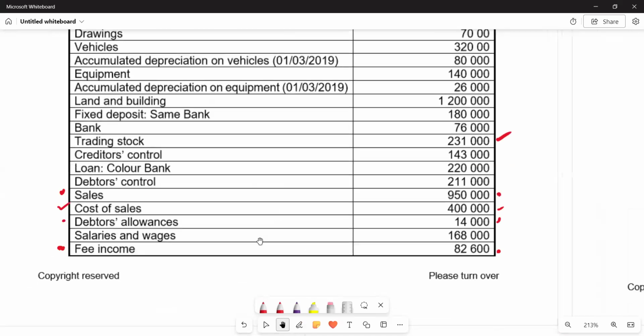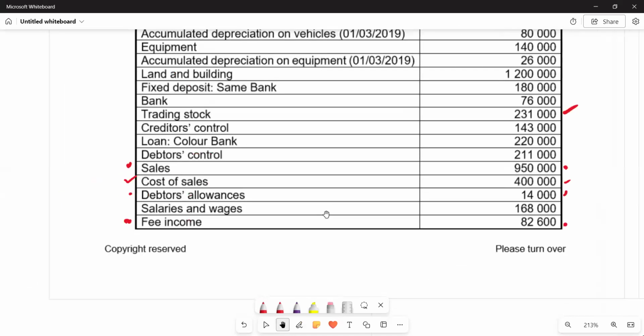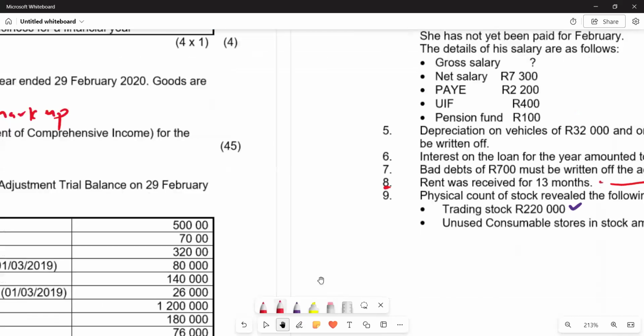So we go down, right, after our discount allowed there, we've got salaries and wages. So salaries and wages can be the first expense that we can mention there. We have got it stated as salaries and wages 168,000. So we also need to check additional information, anything that is affecting our salaries and wages. So we come here.